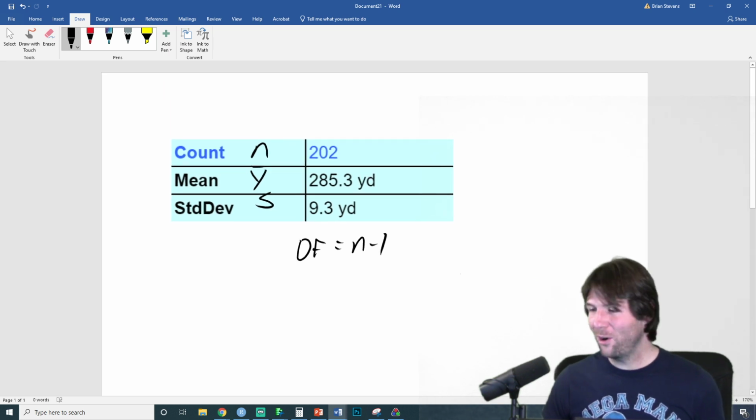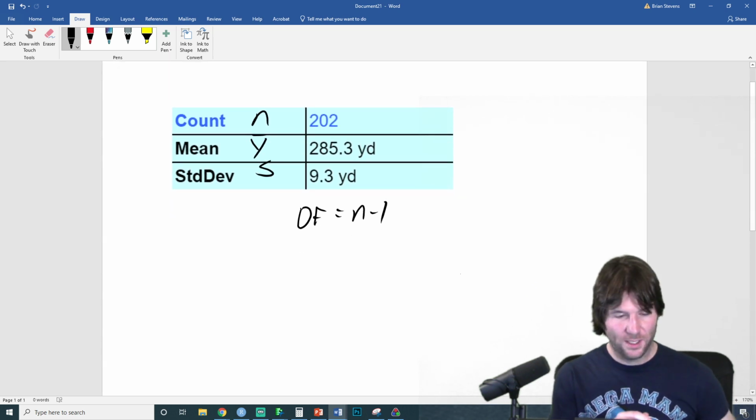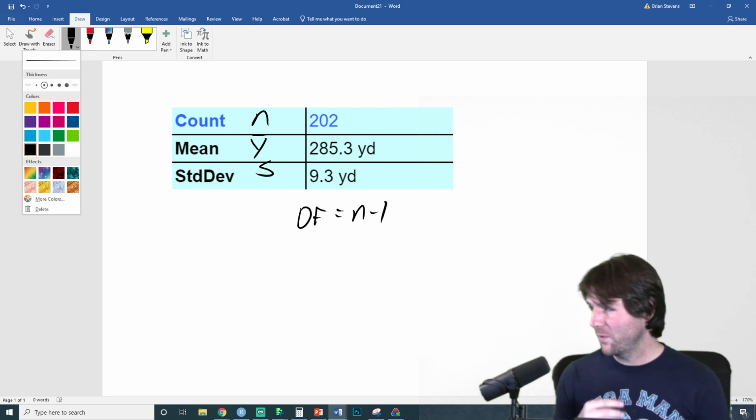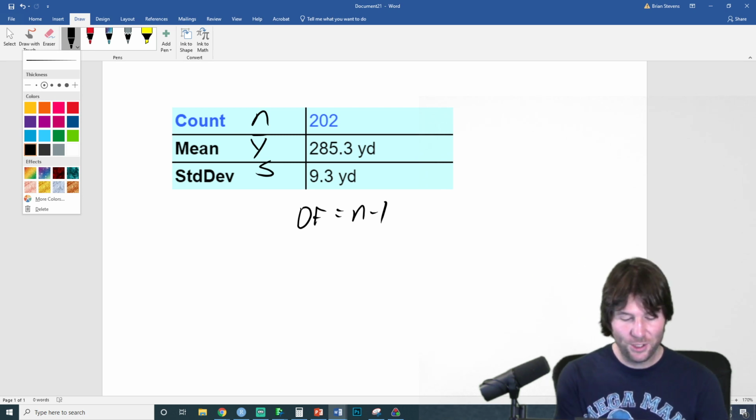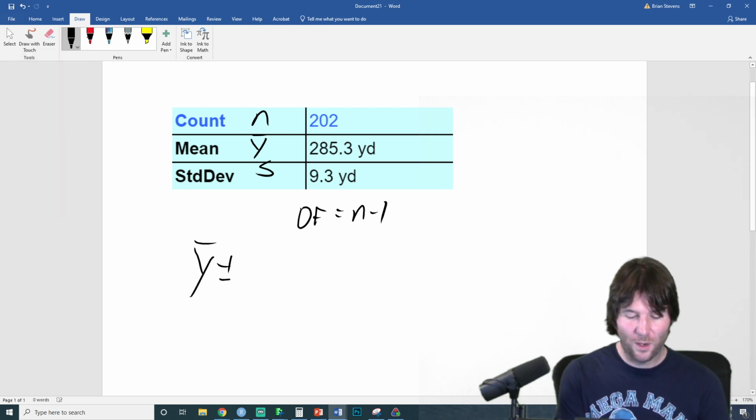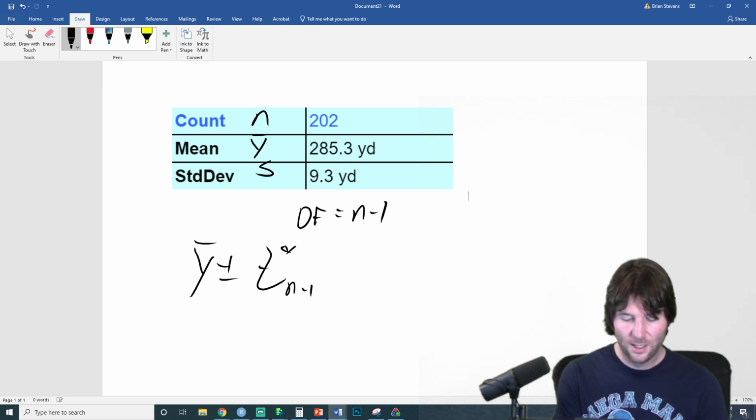Let's look at how to do it outside of R. Okay, so all R is doing is solving one equation for us. Remember, we first went through and got all of our notation. So we go right here and we do y bar plus or minus t star with n minus 1 degrees of freedom, s over square root of n.